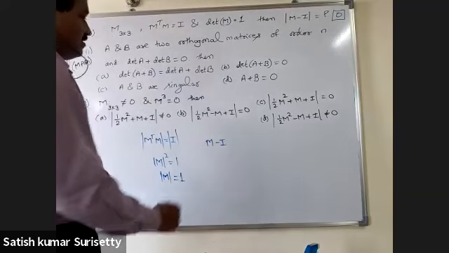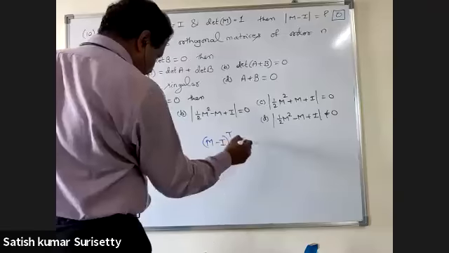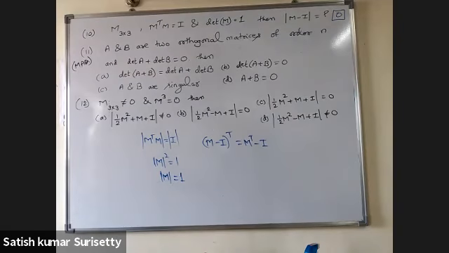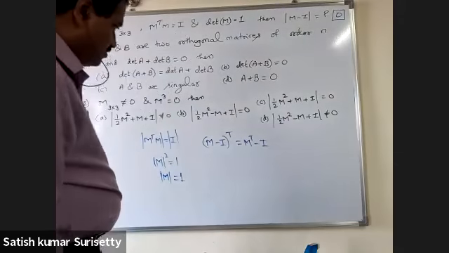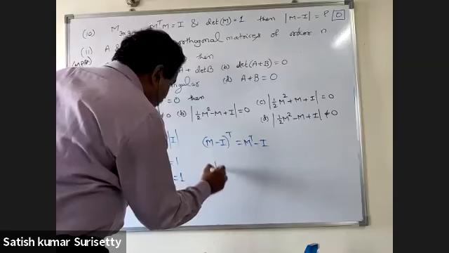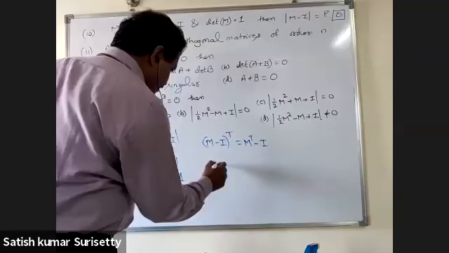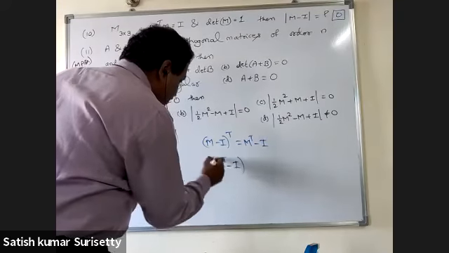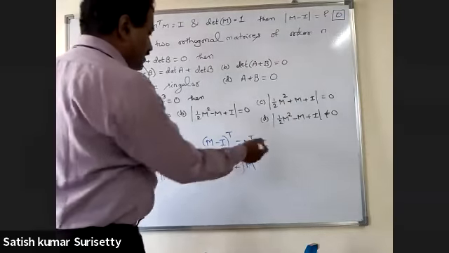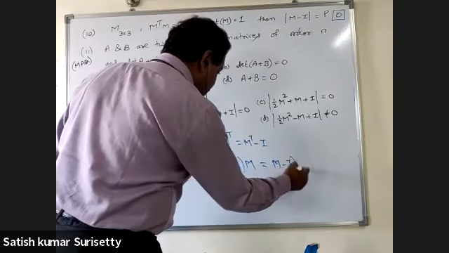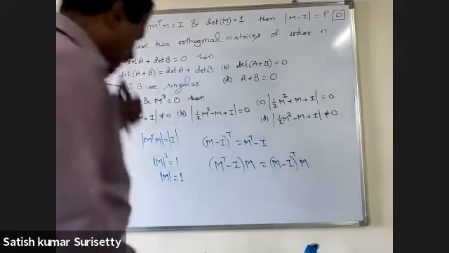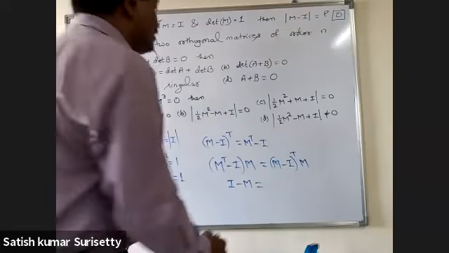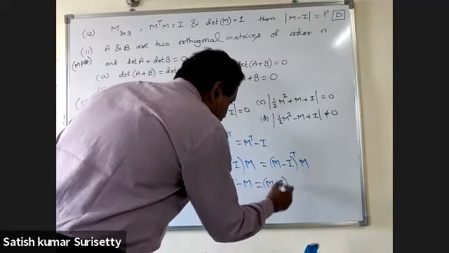Now, (M minus I) whole transpose will be the same as M transpose minus I. If I take M transpose minus I and multiply with M, that will be the same as (M minus I) whole transpose into M. Inside, M transpose M will be I, so I minus M equals (M minus I) whole transpose into M.